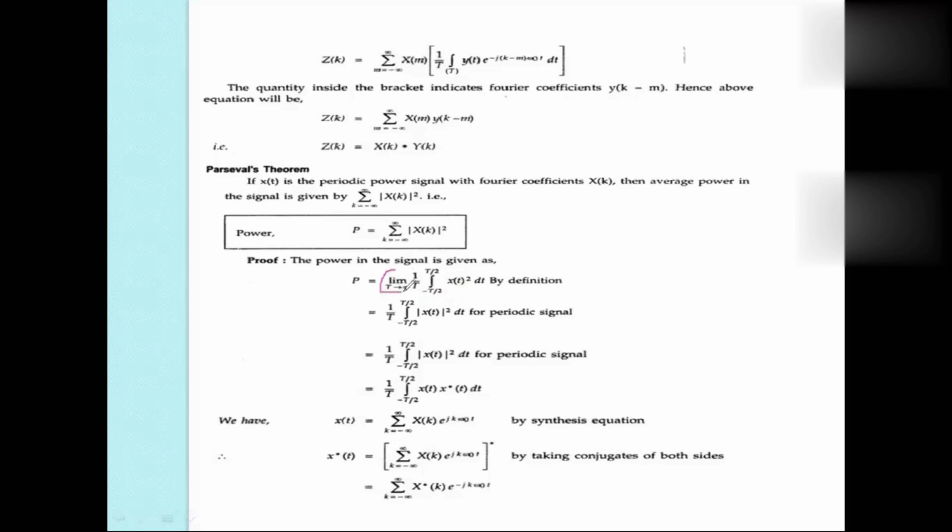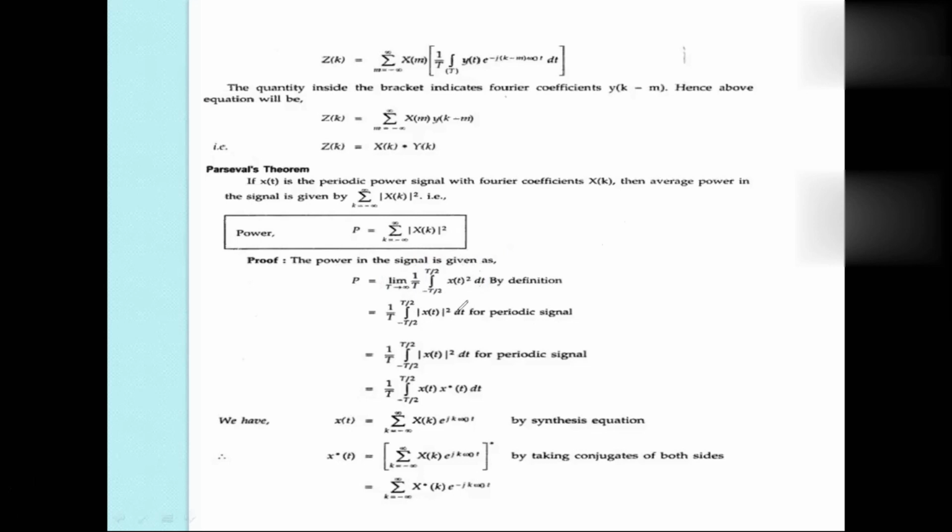See, without this limit T tends to infinity and 1 by T, it is only for the energy signal. Energy E is that; with the limit T tends to infinity and 1 by T on the energy signal, we call it the average power signal P. By taking this power signal in continuous time, 1 by T integral from minus T by 2 to T by 2 of the squared magnitude of x of t dt for a periodic signal. For a periodic signal, you can take it as a magnitude.